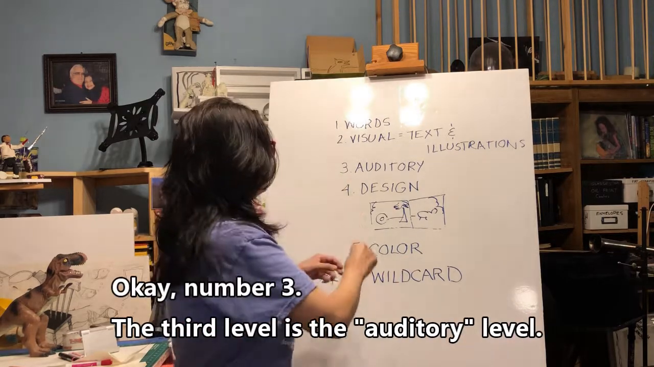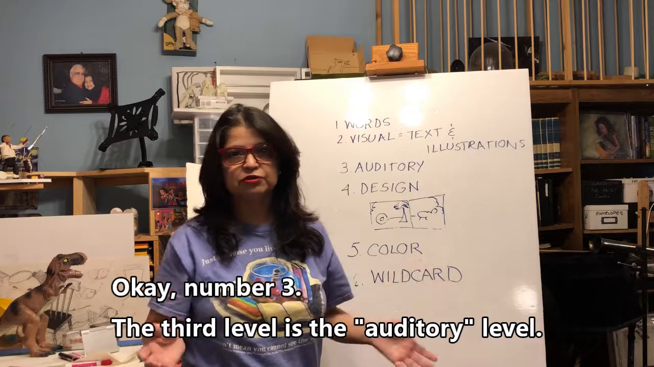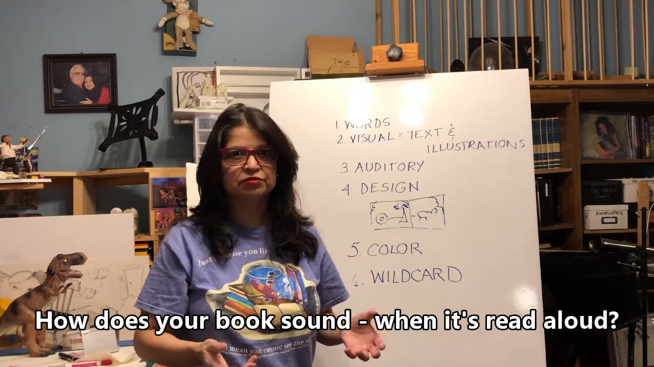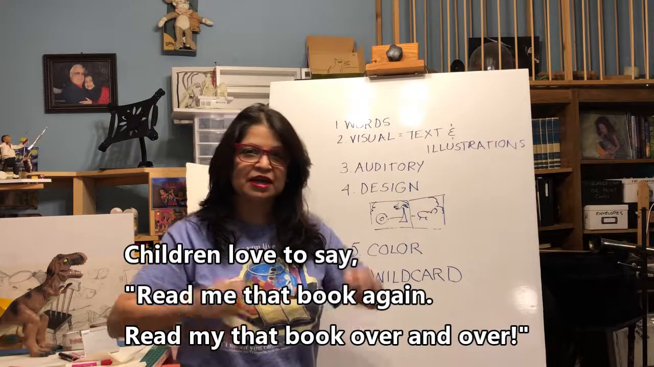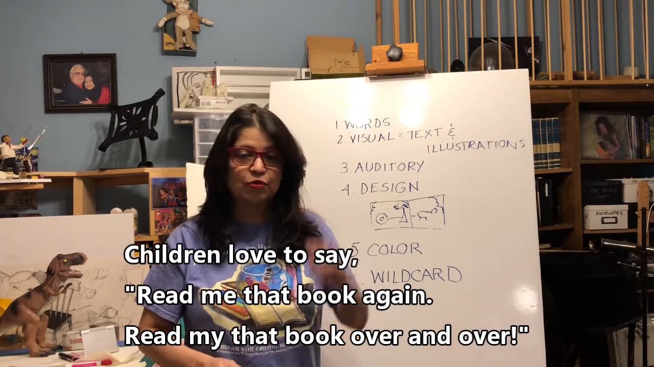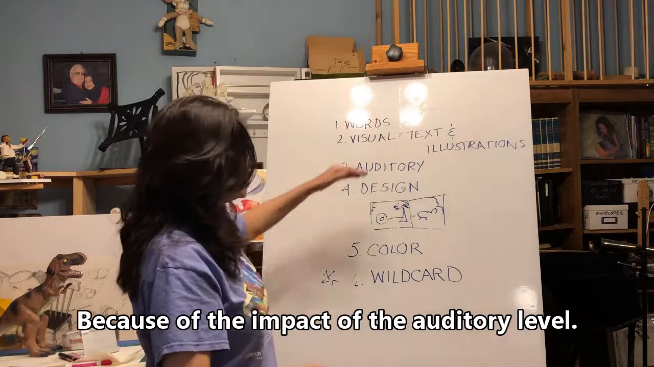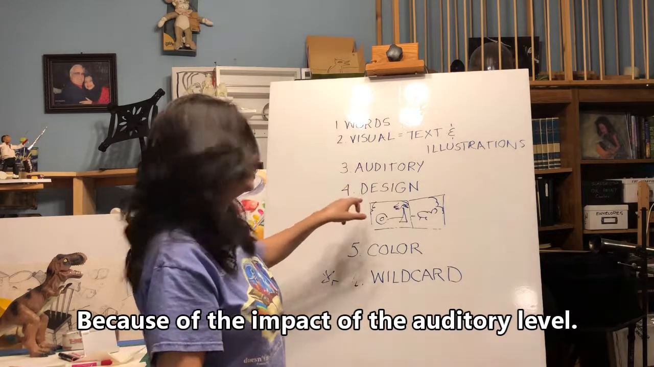Okay, number 3, the 3rd level is the auditory level. How does your book sound when it's read aloud? Children love to say, read me that book again, read me that book over and over. Why? Because of the impact of the auditory level.